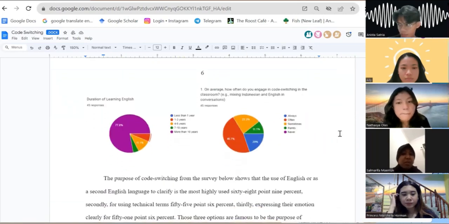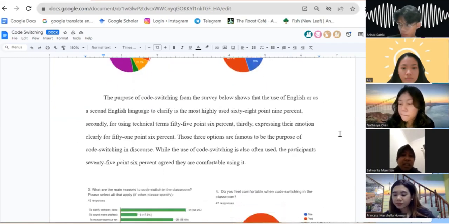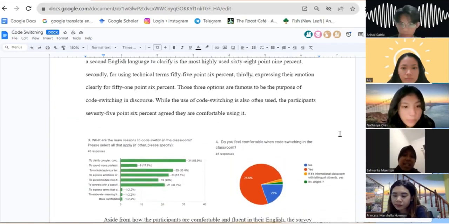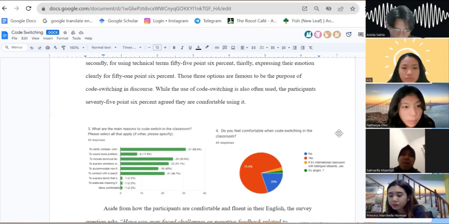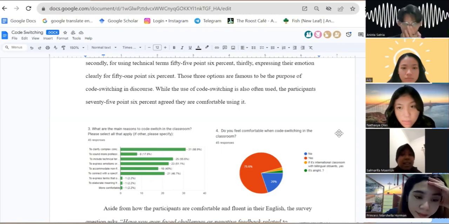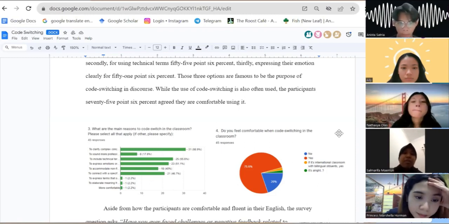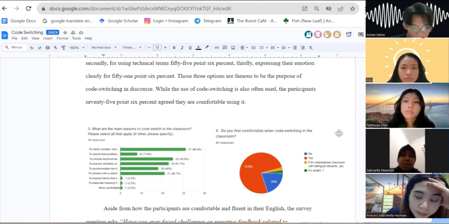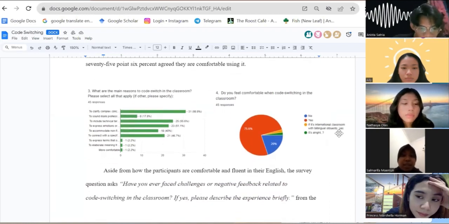Now, the purpose of their code switching, from the survey below, shows that they use English or their second language to clarify, most highly used at 68.9%, and secondly, for using technical terms at about 55.6%. And thirdly, expressing their emotion clearly at 51.6%. Those three options are the most common purposes of code switching in discourse. While code switching is also often used, 75.6% of participants agreed they are comfortable using it.